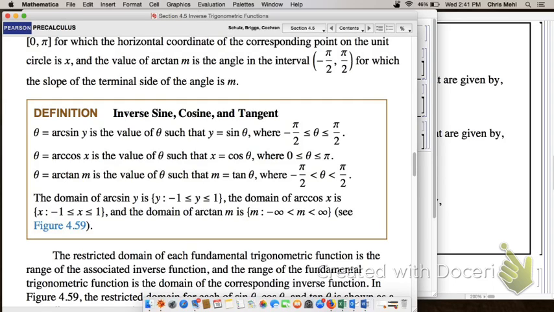And then lastly, at the bottom, the domain of arc sine and arc cosine are both the same. It's the closed interval from minus 1 to 1. And the domain of arctan is all real numbers. Make sure you look at figure 4.59 to look at the graphs.